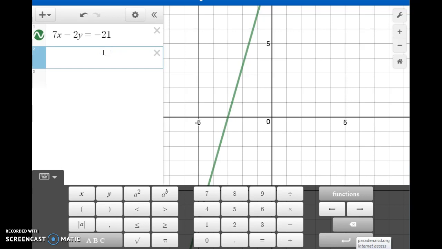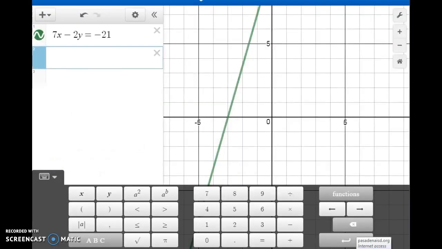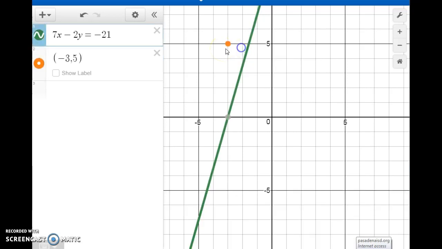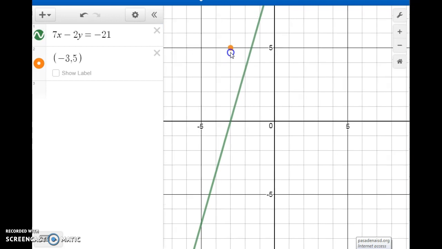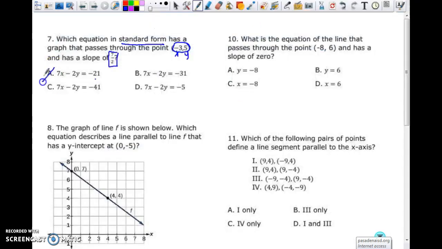No big deal. You can actually plot the point. Parentheses -3, 5, right? Just plot it, and it'll plot it for you. Okay, so for this equation, A, does it contain this point out here? It does not. -3, 5 is way on the other side of it. So the answer cannot be A.